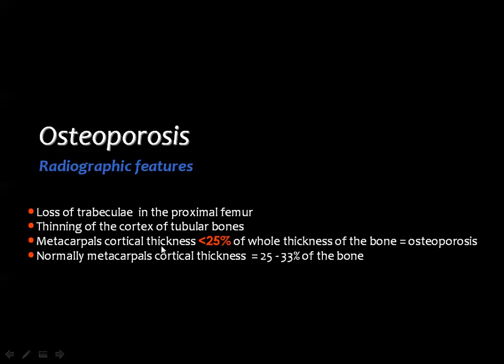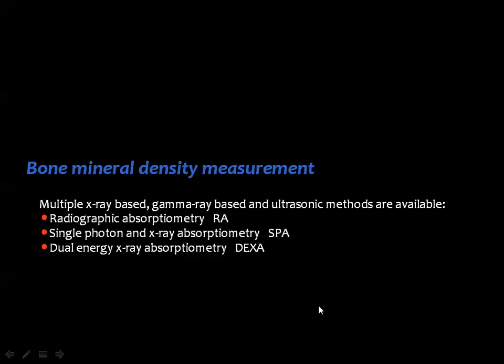of the femur, thinning of the cortex of the tubular bone, and this is known as the metacarpal index, which means the thickness of the cortex of the metacarpal bone compared to the thickness of the medulla, which means osteoporosis is diagnosed whenever you got more than 25% loss of cortical thickness. Then these are the ways of bone mineral density measurements.